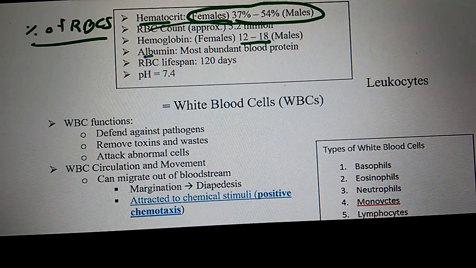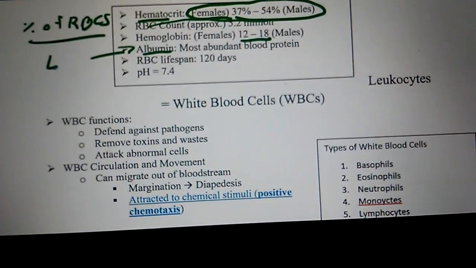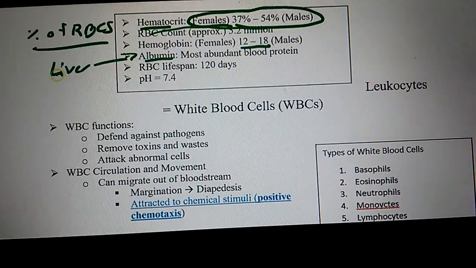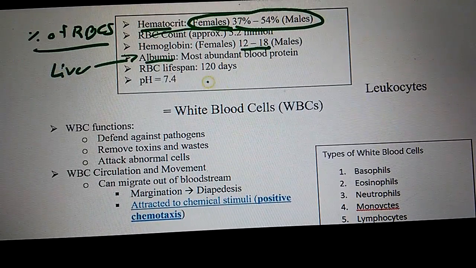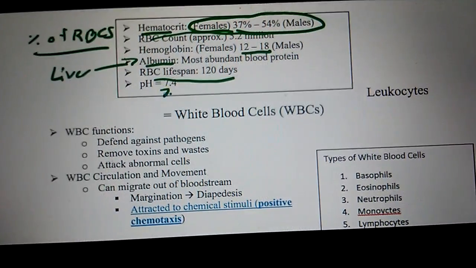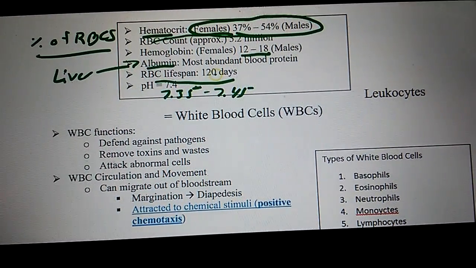Okay, what's the most abundant plasma protein? Albumin. What organ produces albumin? Liver. What's the average lifespan of a red blood cell? 120 days. What's the average pH? 7.35 to 7.45. Okay.